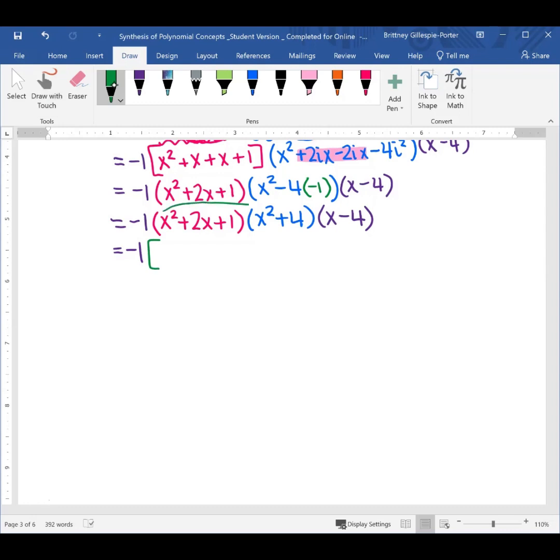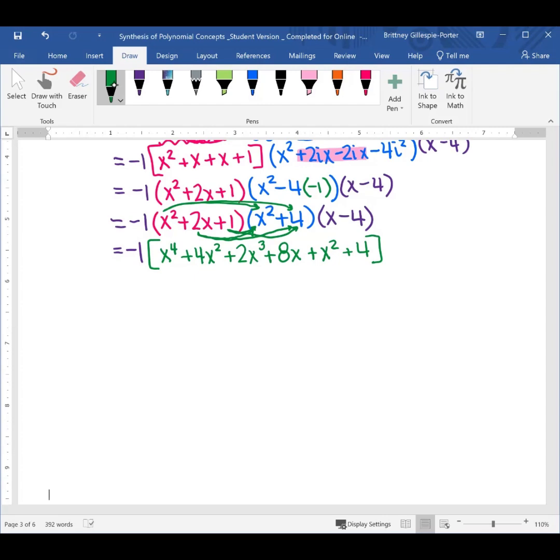So x squared times x squared gets us x to the 4th. X squared times 4 gets us 4x squared. Inside, 2x times x squared gets us a positive 2x cubed. 2x times 4 gets us a positive 8x. 1 times x squared gets us plus x squared. And 1 times 4 gets us 4.